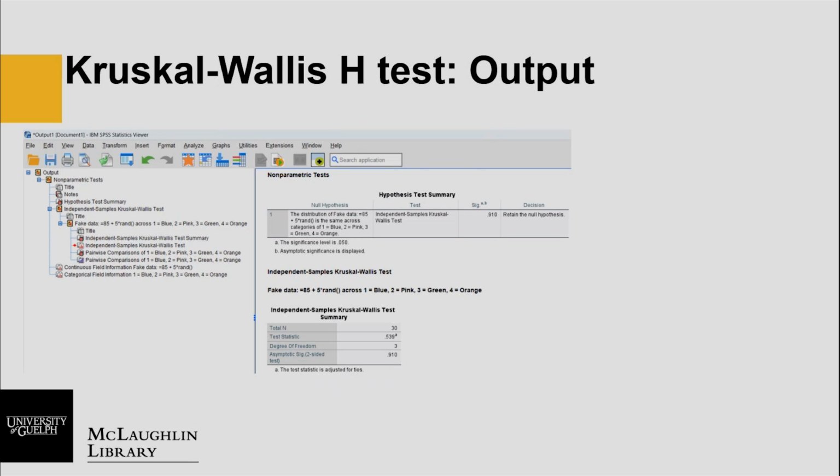It's a little bit smaller than some of our other outputs, which is kind of nice. The top table is the hypothesis test summary table. This tells you what your null hypothesis is in words, what test you ran, the significance value of that test, and what decision you should make. So the significance value can be found in the hypothesis test summary table at the very top and a little bit lower down in the independent samples Kruskal Wallis test summary table. It's the same p-value. So here we have a value of 0.910. We fail to be able to say whether these groups are different from each other.